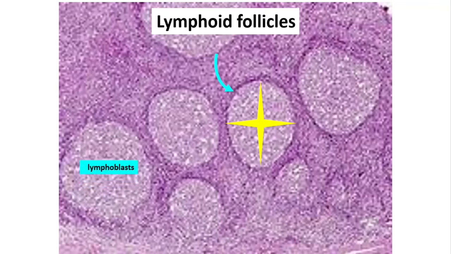They are there to produce lymphocytes, and lymphocytes will produce antibodies to attack antigen. Now, these lymphoblasts, I will repeat again, they come from the bone marrow and they live inside tissues, and they are ready to produce lymphocytes which will produce antibodies.